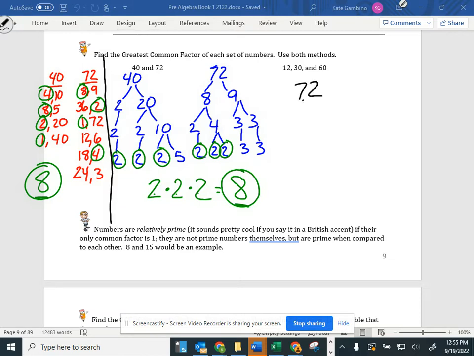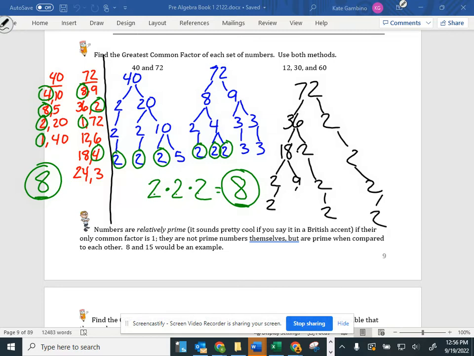So if we had 72 and we did 36 and 2. 2 is a prime, so that's going to stay a 2. What can I break 36 into? 18 and 2. 2 is a prime, primes stay the same. I can break down 18 into 2 and 9. 2's stay the same. I can break our 9 down into 3 and 3. Look at that. 2, 2, 2, 3, 3.